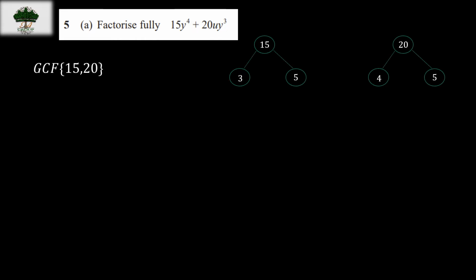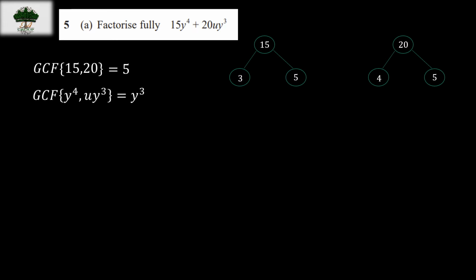Okay, this is question number 5. 5a: factorize fully 15y^4 + 20y^3. Number 1, find the greatest common factor of the coefficients, which are 15 and 20. If we factor both numbers, we will find clearly that the common factor is 5. So the GCF of these numbers is 5.